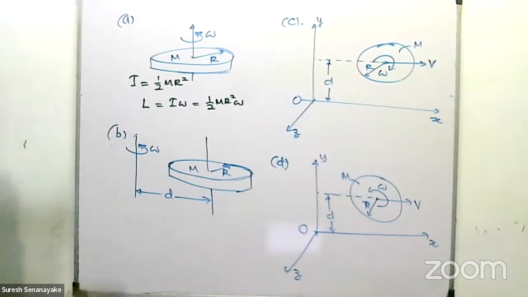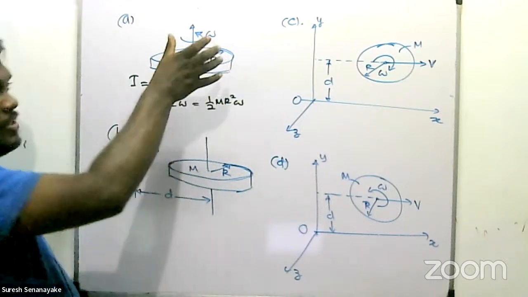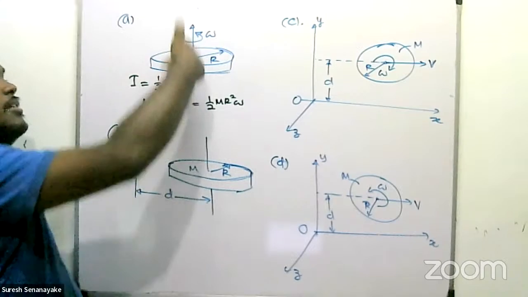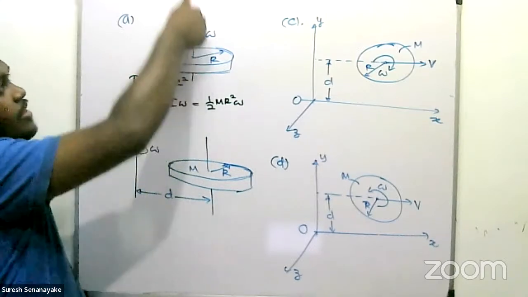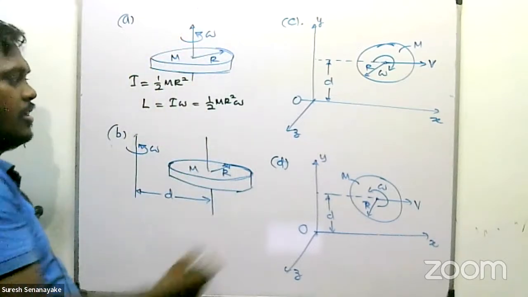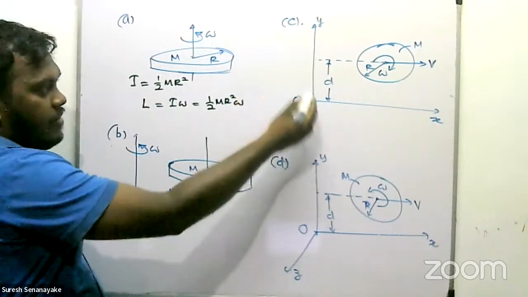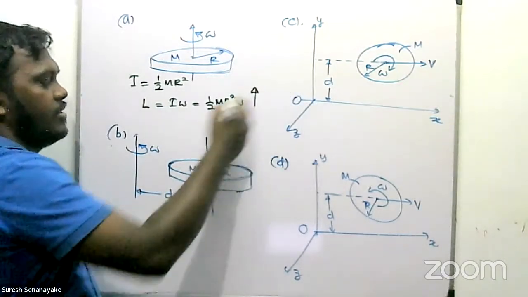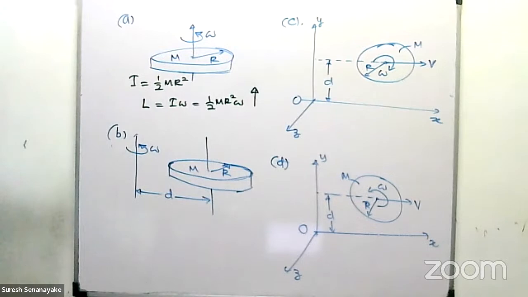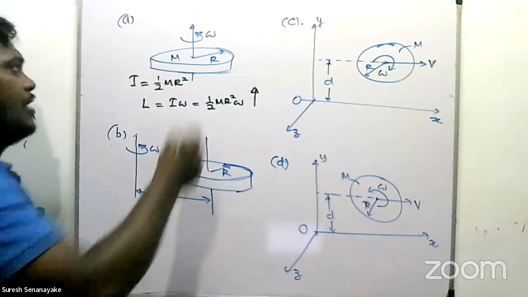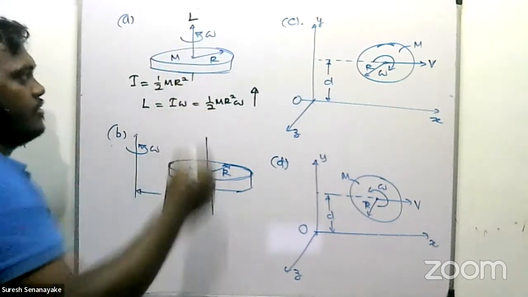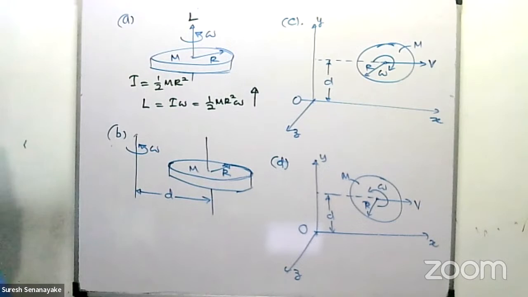And what is the direction of this angular momentum? It is rotating in this direction, so the angular momentum is directed upward. I'll put the direction to give an idea. All right, the angular momentum is in this direction. And the second one.